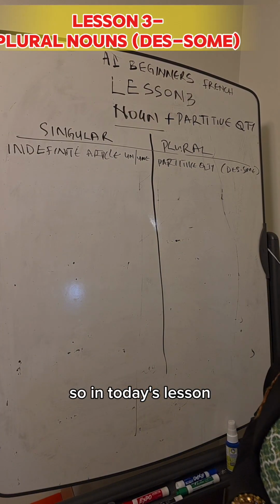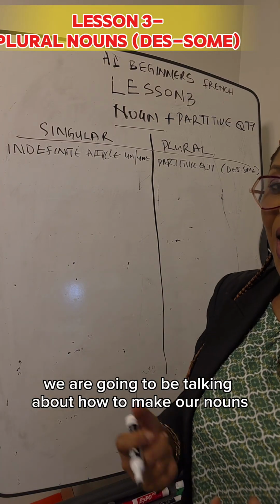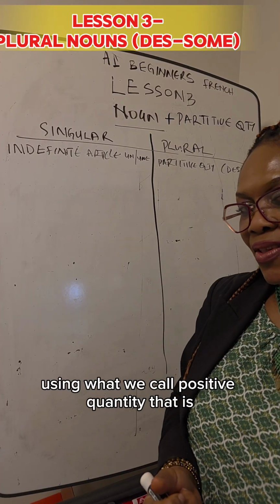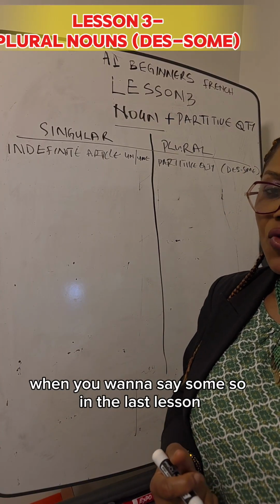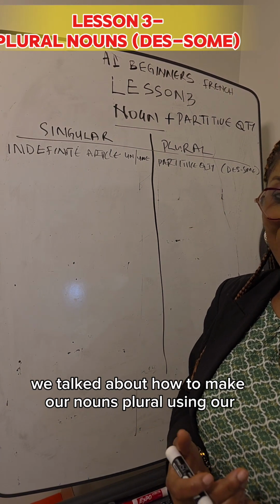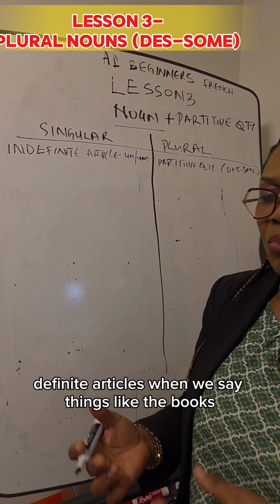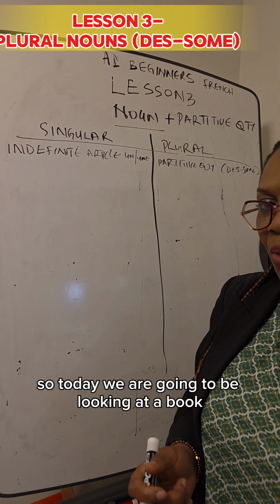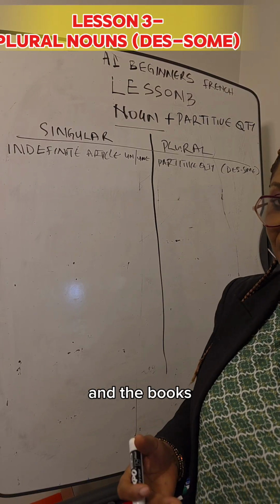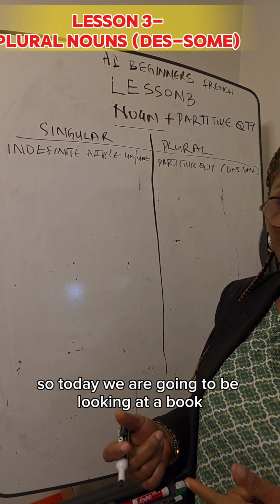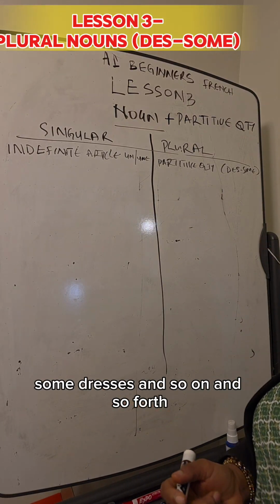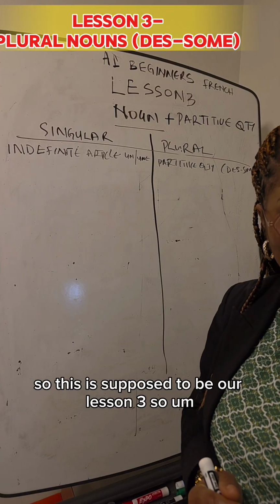So, in today's lesson, we are going to be talking about how to make our nouns plural in French using what we call partitive quantity. That is, when you want to say some. In the last lesson, we talked about how to make our nouns plural using our definite articles when we say things like the books. So today we are going to be looking at a book and some books. In the last lesson, we looked at the book and the books. So today we are going to be looking at a book, some books, a dress, some dresses, and so on and so forth. So this is supposed to be our lesson 3.